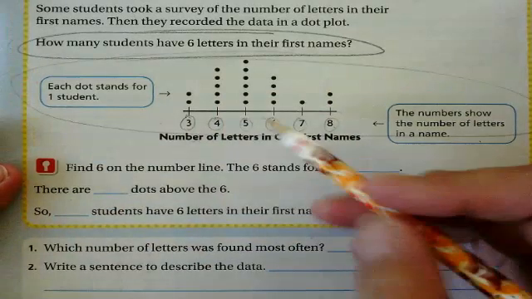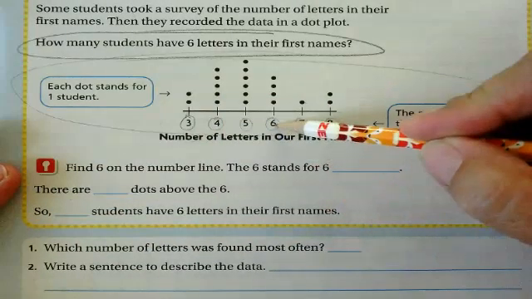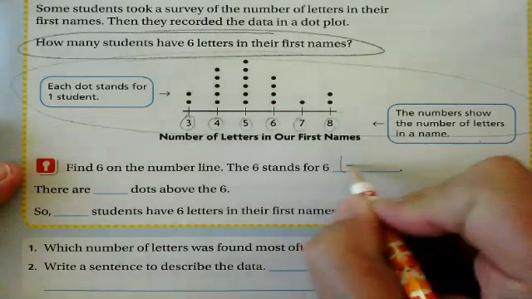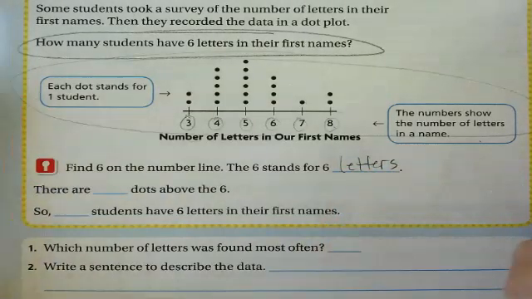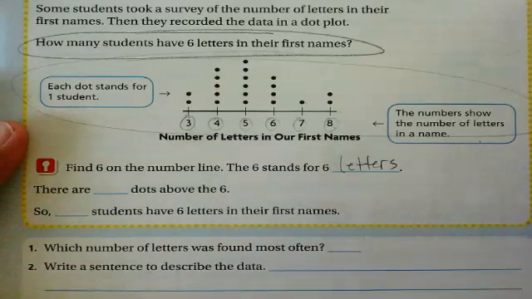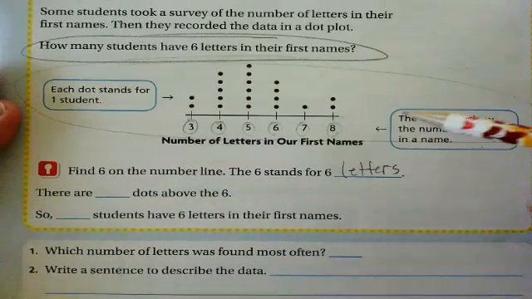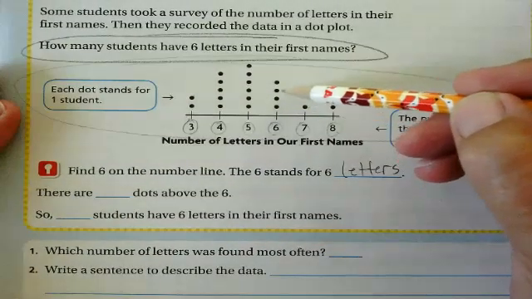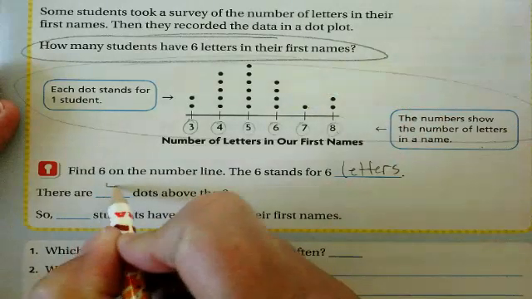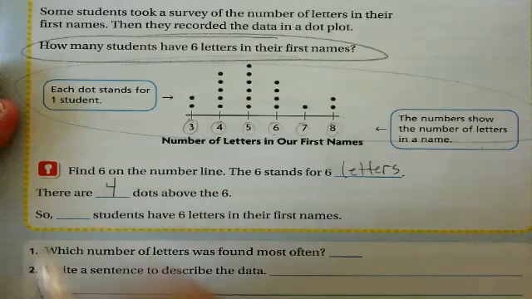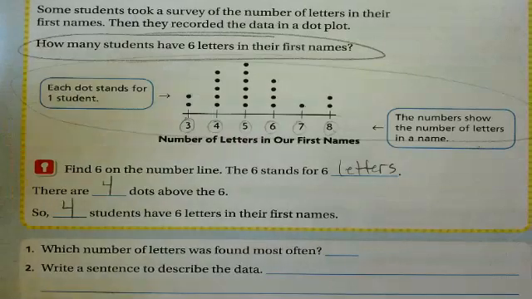It says find 6 on the number line. The 6 stands for 6 what? Well, it stands for 6 letters in somebody's name. There are blank dots above the 6. How many dots are there? 1, 2, 3, 4. So 4 students have 6 letters in their first names. Pretty cool. Once you understand how to read a dot plot, they become very useful for answering questions.